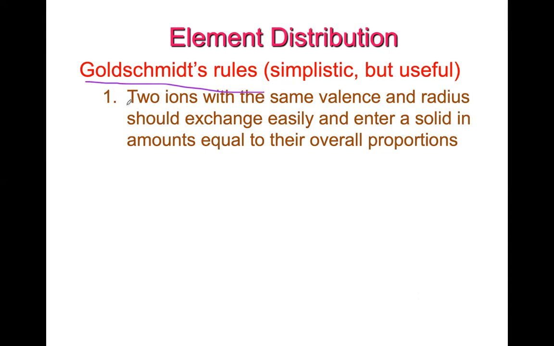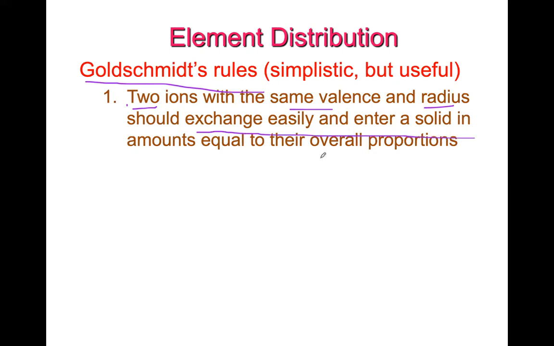Okay. So the first rule of Goldschmidt is: two ions with the same valence and radius, so almost identical ions, should exchange easily and enter a solid in amounts equal to their overall proportions. So what does it mean? They should exchange easily and enter a solid in amounts equal to their overall proportions.